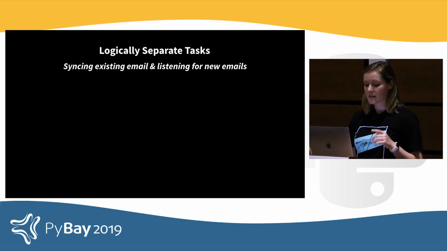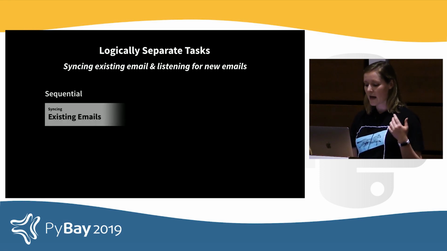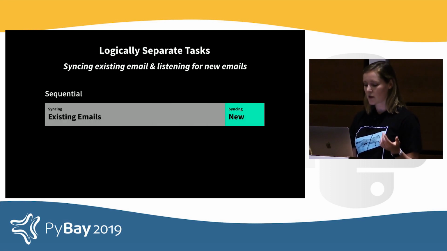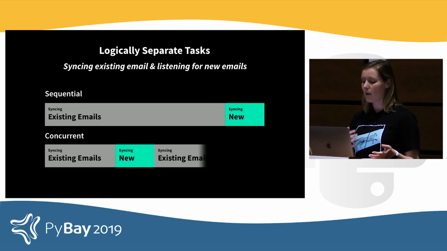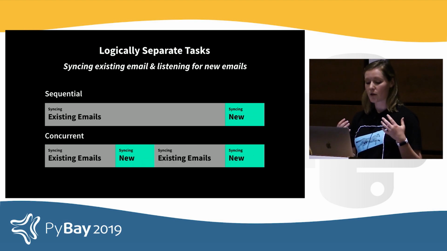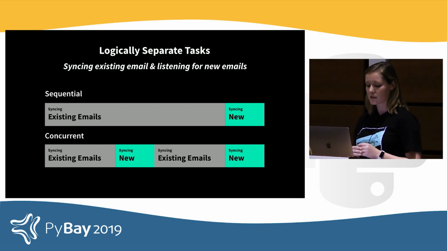We could do these tasks sequentially. We would sync the entire existing inbox from start to finish before syncing new messages. This means users would have to wait quite a while to see any new emails and could be bad customer experience. Or we could do it concurrently, where we start syncing existing emails, then if there's a good place to pause, like an I/O operation, we check to see if there are any new messages that need to be synced, and if so, we can sync those before switching back to syncing existing messages.